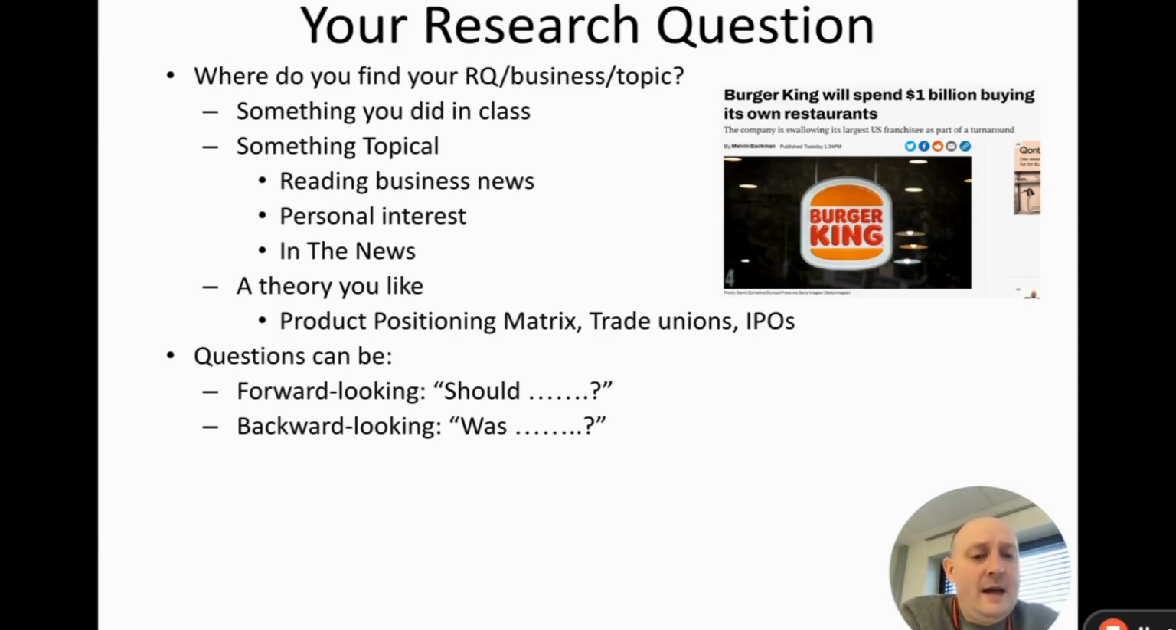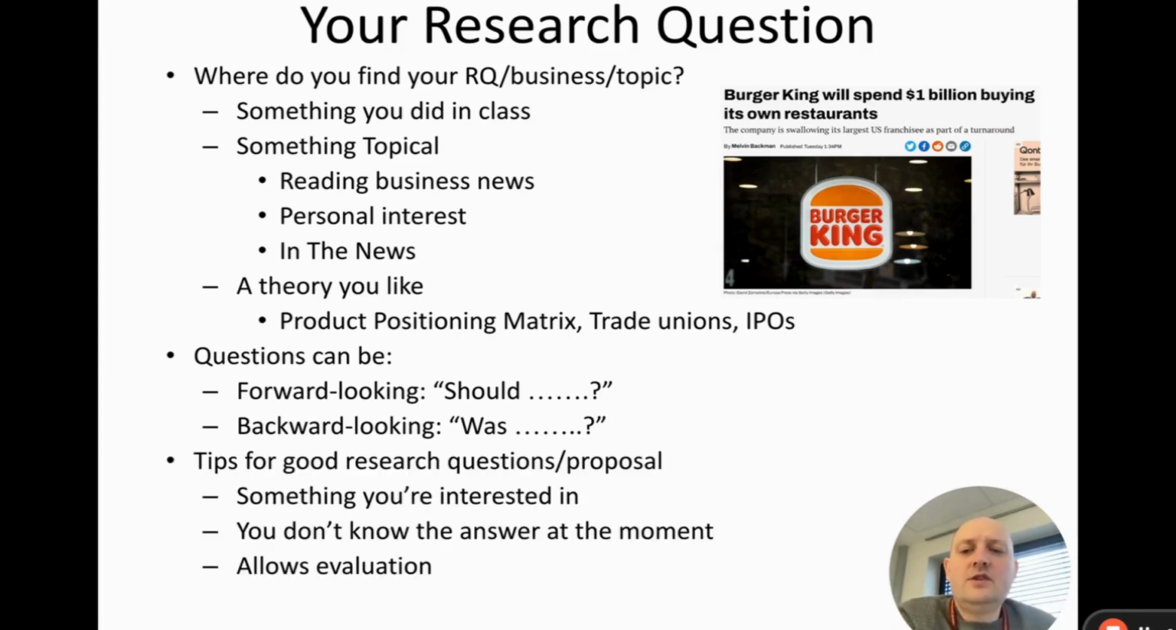Forward-looking means it's not happened yet, so you would evaluate whether they should do it or not. So the Burger King one would be forward-looking. So should they do it or not? So it's a yes, no, if you like. Backward-looking would mean that it's already happened, and you would ask, was it a good decision? To what extent did it help their profitability to do whatever it was that they did?